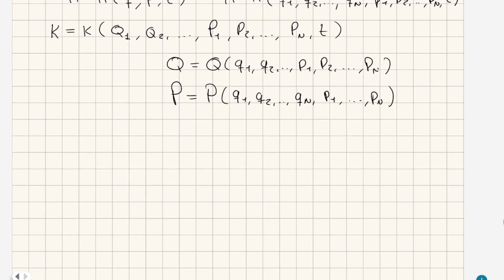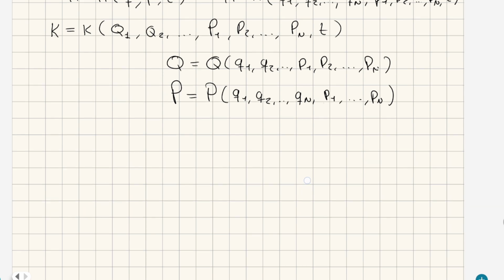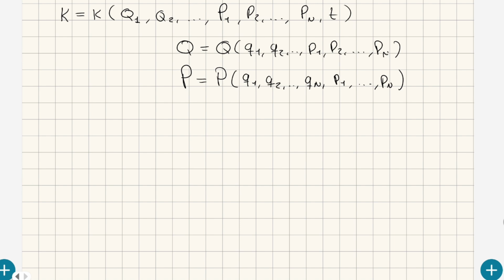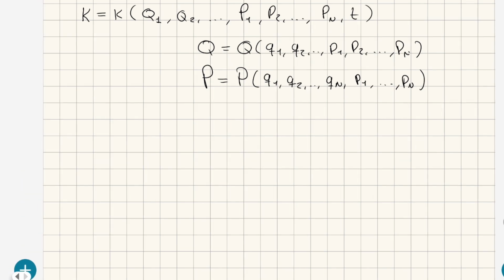So that means that if we are able to find these new functions Q and P that represent a canonical transformation, these new variables need to satisfy the Hamilton equations. Remember, the Hamilton equations for the regular variables are that qi dot is equal to the partial of H with respect to pi, and for pi dot it is very similar but with a minus sign, and we take the partial of H with respect to qi. These are the very well-known Hamilton equations.